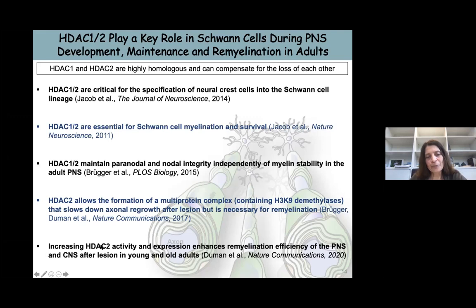So this is the topic of our latest publication. We published that a couple of months ago in Nature Communications. We found that when we increase the activity of HDAC2 and its expression, we can enhance remyelination efficiency in the PNS after traumatic lesion, but also in the CNS after demyelinating lesion in young and old adults. So the first aim of these studies was to find this famous deacetylation target of HDAC1/2.